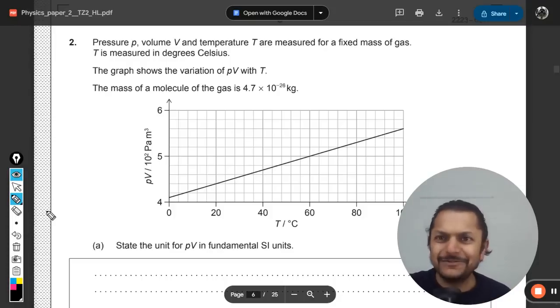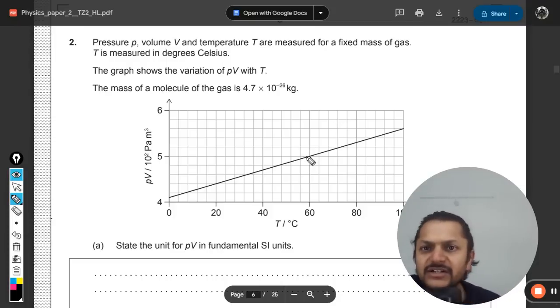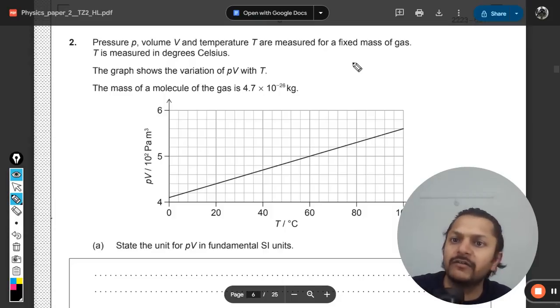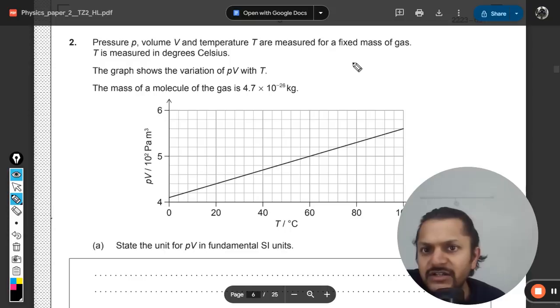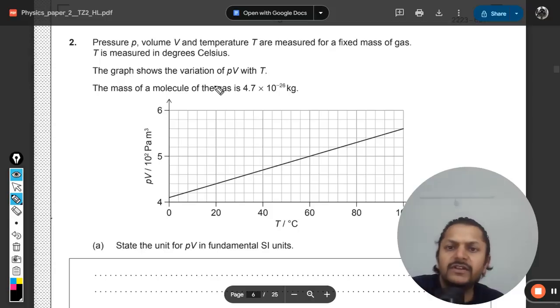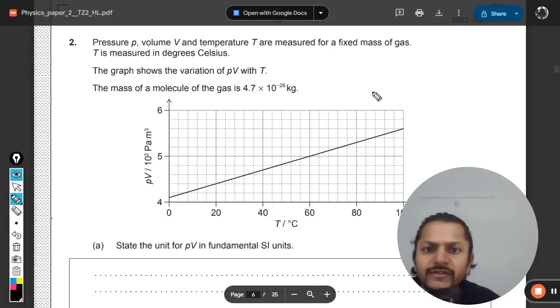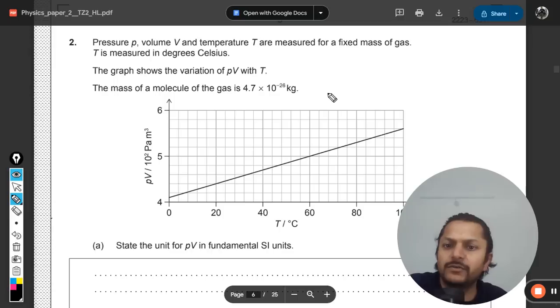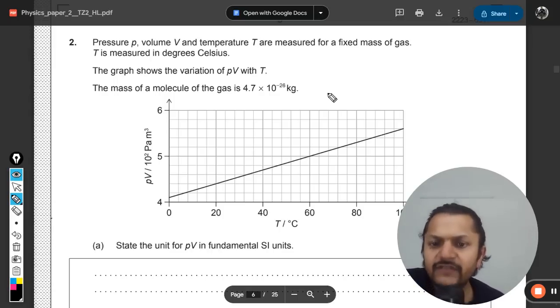Okay, let's see what is there in this question. The pressure P, volume V, and temperature T are measured for a fixed mass of gas. T is measured in degrees centigrade. The graph shows the variation of PV with respect to T. The mass of the molecule of the gas is 4.7 × 10^-26 kg. State the unit for PV in fundamental SI units.